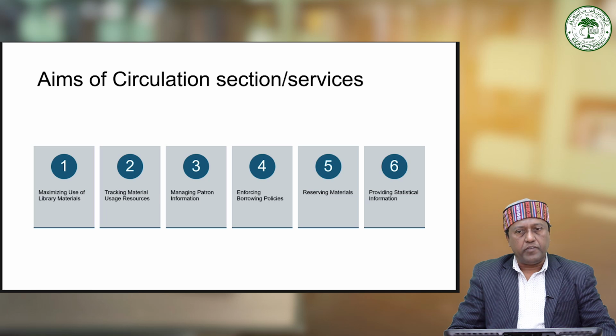The circulation service also facilitates the reservation of materials by the patrons. So this basically involves keeping track of reserved items, identifying which patrons have reserved specific materials, and managing the process of notifying patrons when reserved items become available. This is somewhat similar to getting a reservation in any train or aeroplane, because whenever you intend to travel, you are comfortable if at least you have a seat with you. Then only you are comfortable while traveling.